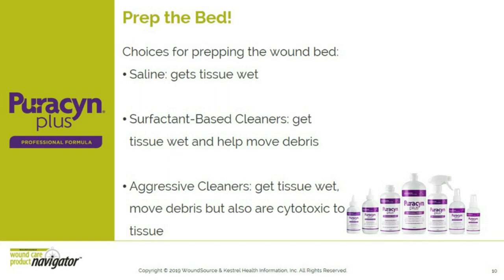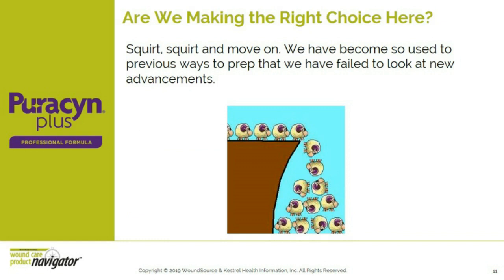You have saline, which basically gets tissue wet. You have surfactant-based cleansers that get tissue wet and help move around debris. And then you have those aggressive cleansers, the povidone-iodine, the Dakin's, the chlorhexidine that get tissue wet, remove debris, can be an antimicrobial or aggressive against a bioburden, but they are also cytotoxic to the tissue that you're trying to grow or protect. So we need to look at products that can do all that without harming healthy tissue. We need to make sure that we're picking the right products here.